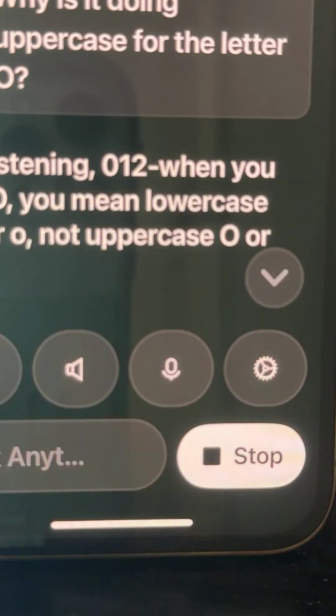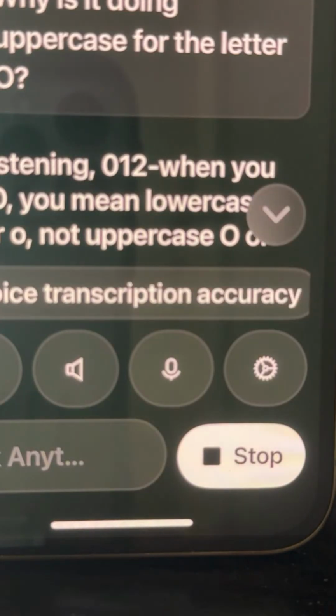I'm listening. 012. When you say O, you mean lowercase letter O, not uppercase O or L.